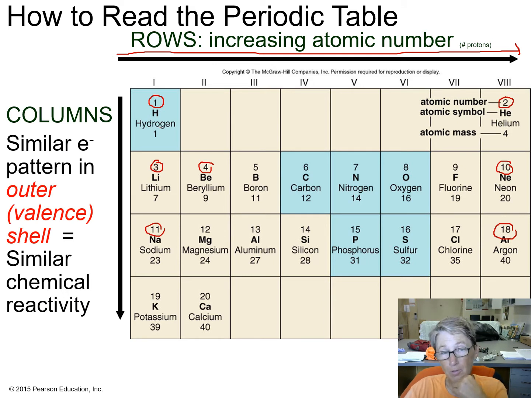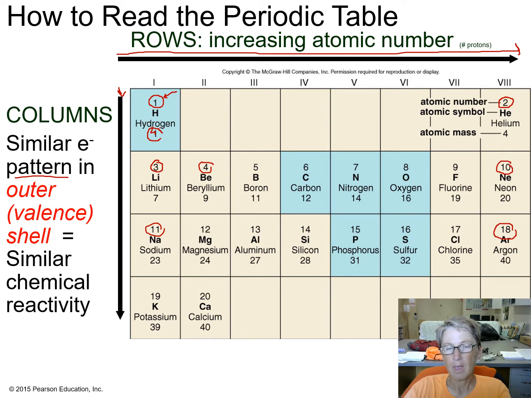The columns, however, the vertical columns in the periodic table of elements, have similar electron patterns in the outer valence shell. That means that you have similar chemical reactivity. So, for example, hydrogen has one proton, and this is not an ion, it's a hydrogen atom, so it's electrically neutral, so it also has one electron. Hydrogen has one electron in its outer valence shell.